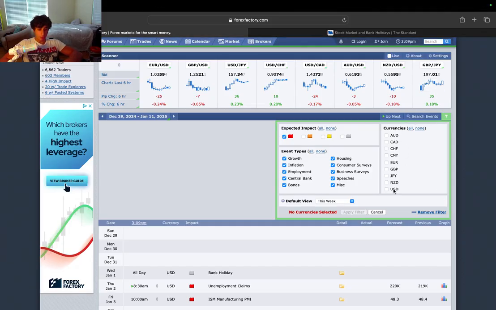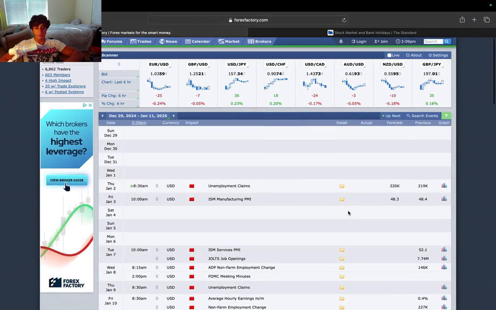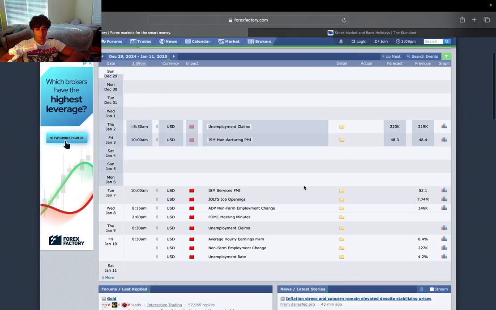But again, then you want to click currencies, just USD. I do not care about GBP, JPY. We don't care about Euro USD. We don't care about CAD. I'm not trading Forex. We are trading the NASDAQ and the S&P 500, New York Stock Exchange, right? So only focus on USD and red folder. So click all of this, and these are the filters that I use. Apply filter, and we will get the news for the whole entire week, right?